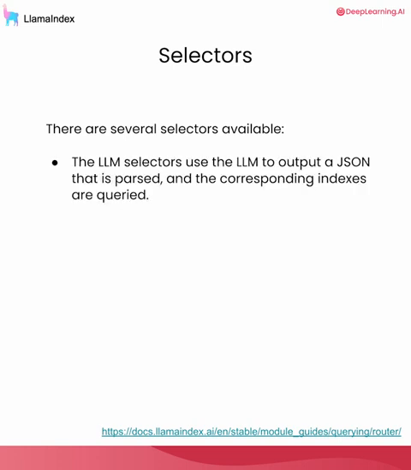Now that we have our query engines and tools, we're ready to define our router. LlamaIndex provides several different types of selectors to enable you to build a router, and each of these selectors has distinct attributes. The LLM selector is one option, and it involves prompting an LLM to output a JSON that is then parsed, and then the corresponding indexes are queried.